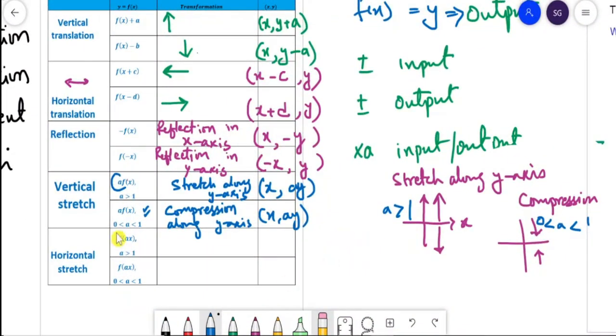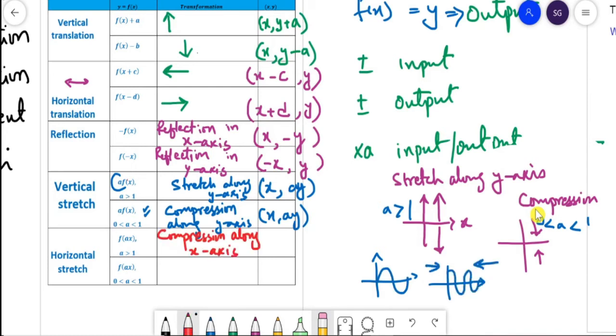What would you say in terms of transformation terminology? So we had the original function, and now this was being compressed along the x-axis. It is being moved towards the y-axis.